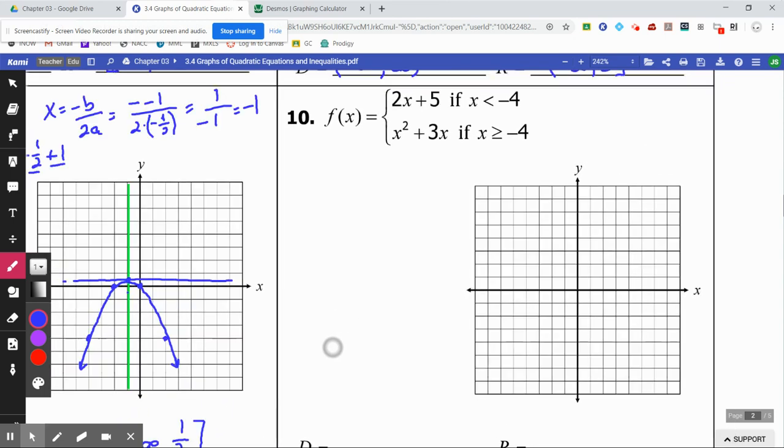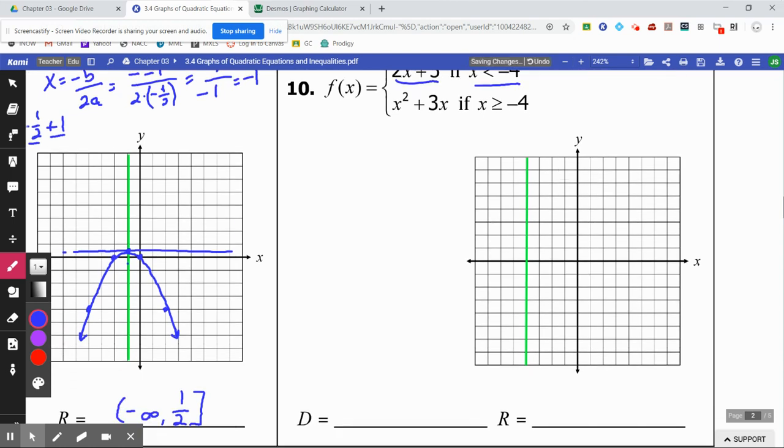We have a piecewise function. So let's go ahead and plot x equals -4. Let's go ahead and plot that division. Now on the left side of that line, we're simply graphing a line. So we're at less than -4. We're going to graph the first part of our graph over here.